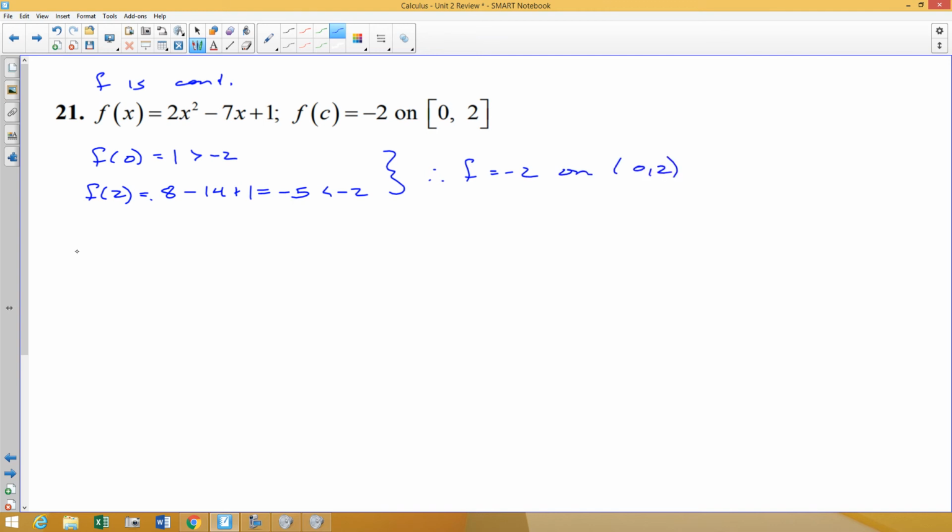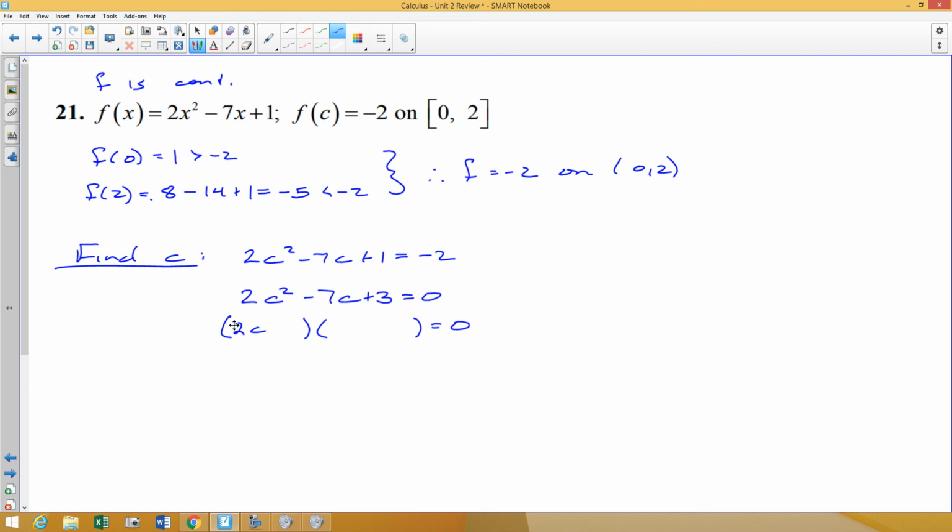And to find the value of c, we're going to plug c into the function, 2c squared minus 7c plus 1, and set it equal to what I'm trying to achieve, negative 2, and we'll solve that equation. So we need to move the 2 over, 2c squared minus 7c plus 3, and we will solve this by factoring.